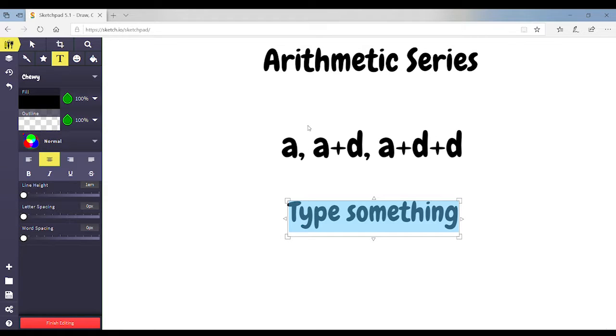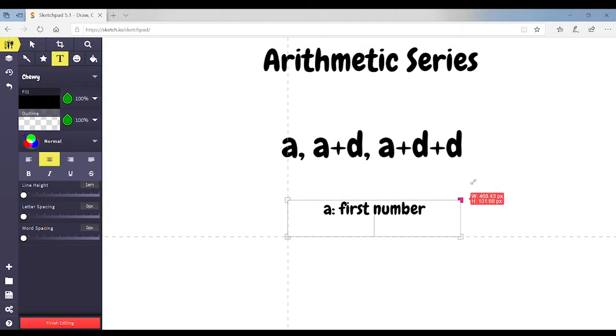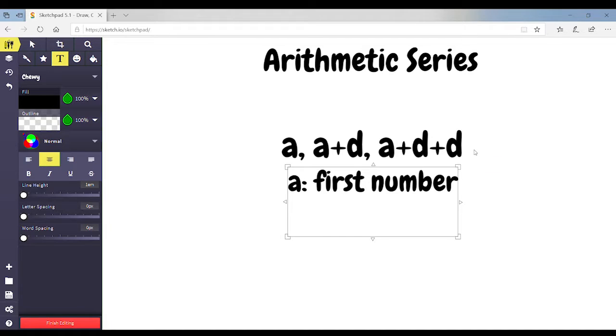So there are a couple of variables you need to know about. The first one is A. A is the first number. It's generally known as the first number. And D is what you add.